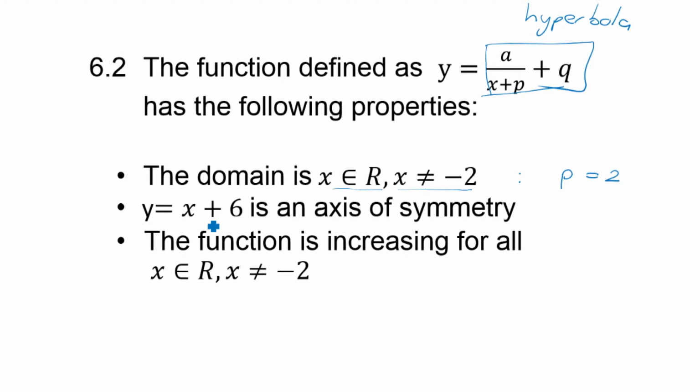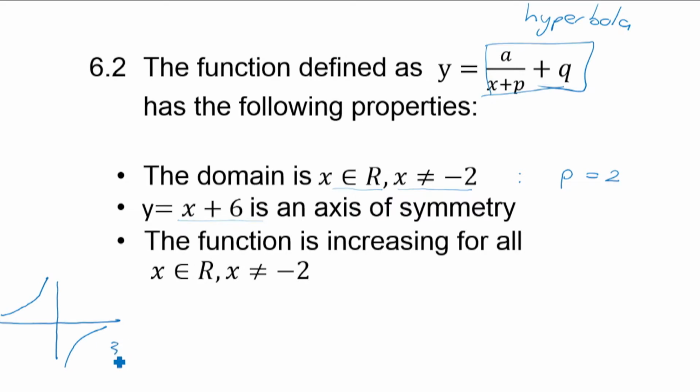Y equals x plus 6 is an axis of symmetry, so we're going to get something from here. And the function is increasing for all values x is an element of R. For increasing functions, we're just going to draw the parabola very quickly over here. It increases like that when you are in the fourth and second quadrants. And just for interest's sake, you're going to know that a must be less than 0. So a has to be negative.